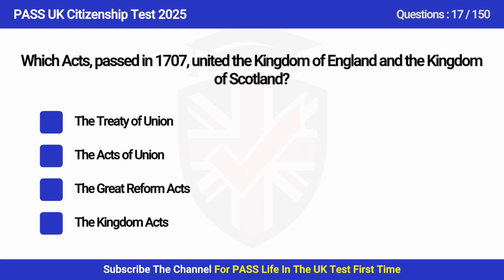Question 17. Which acts passed in 1707 united the Kingdom of England and the Kingdom of Scotland? A. The Treaty of Union. B. The Acts of Union. C. The Great Reform Acts. D. The Kingdom Acts.